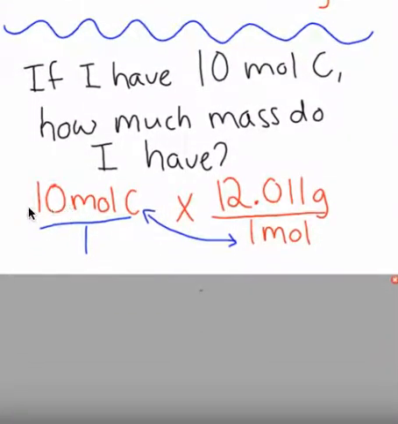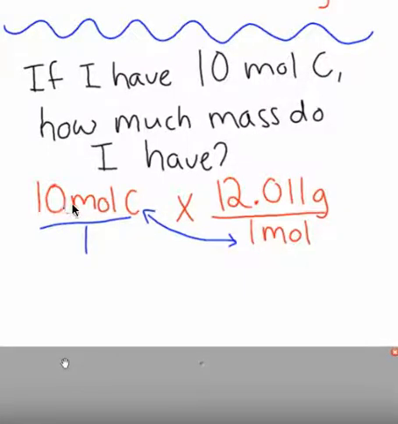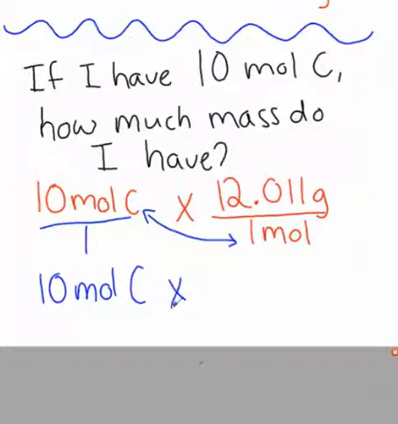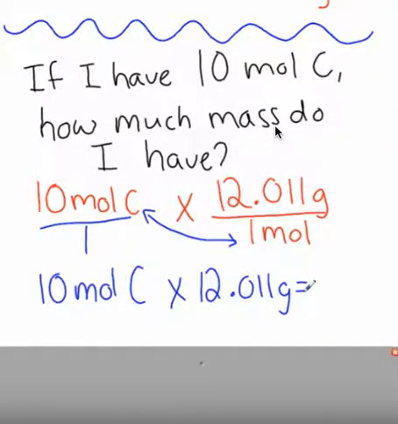And that tells us that we're going to take 10 moles of carbon times 12.011. So here we go. We're going to write those out. 10 mole carbon times 12.011 grams equals 120.1 grams because you're solving for mass.